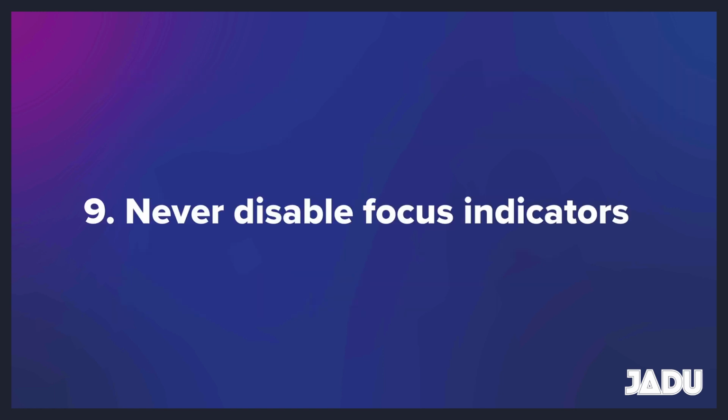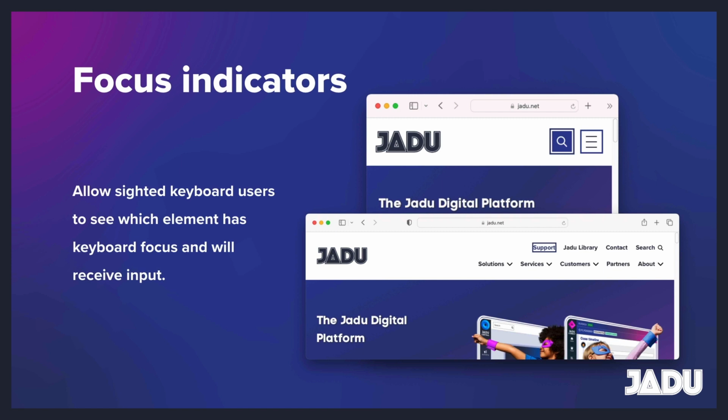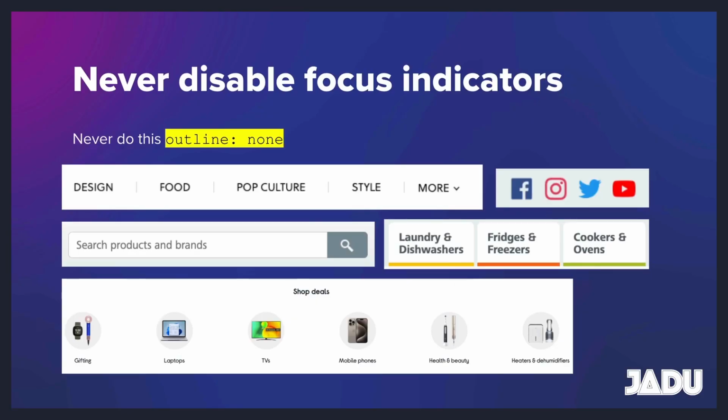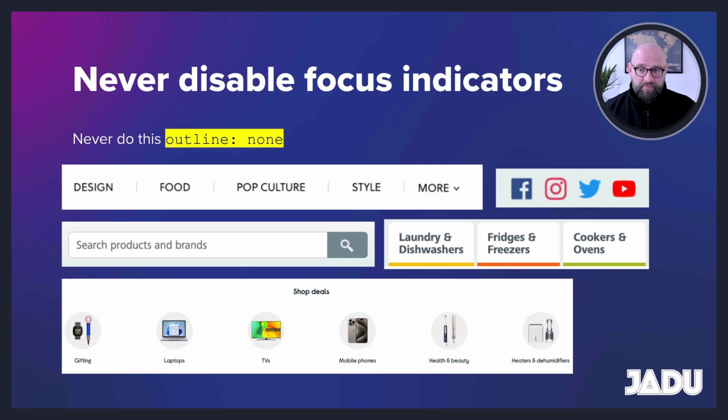Number 9. Never disable focus indicators. Focus indicators allow sighted users to see which element has keyboard focus and which will receive keyboard input. You can see these by tabbing through a site using your keyboard, pressing the tab key, and you should see something similar to an outline that surrounds an interactive element when it has keyboard focus. If the keyboard indicator is disabled, for example by adding outline none to the CSS, it becomes almost impossible to navigate the site via a keyboard, as you can't tell which interactive element has keyboard focus and will therefore receive keyboard input.